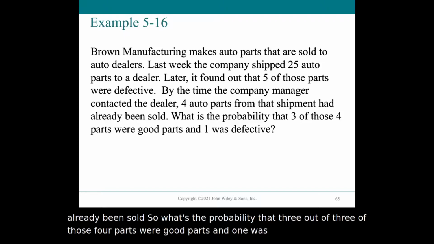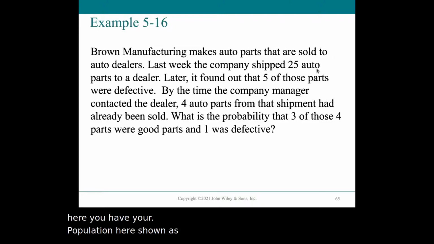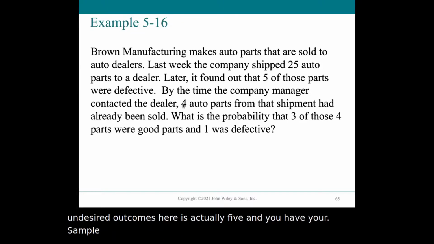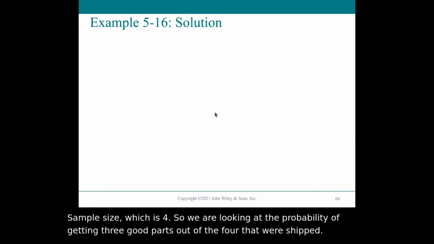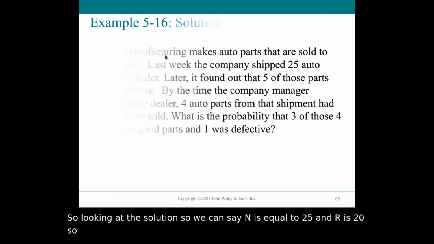So here you have your population shown as the 25 parts, and the undesired outcomes here are 5, and you have your sample size, which is 4. So we are looking at the probability of getting 3 good parts out of the 4 that were shipped. So looking at the solution, we can say n is equal to 25 and r is 20. So where does that 20 come from?